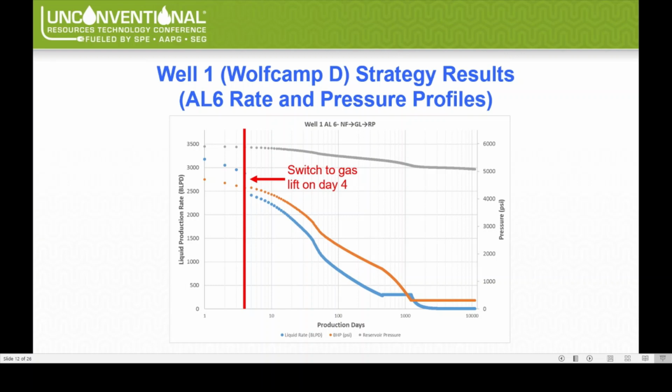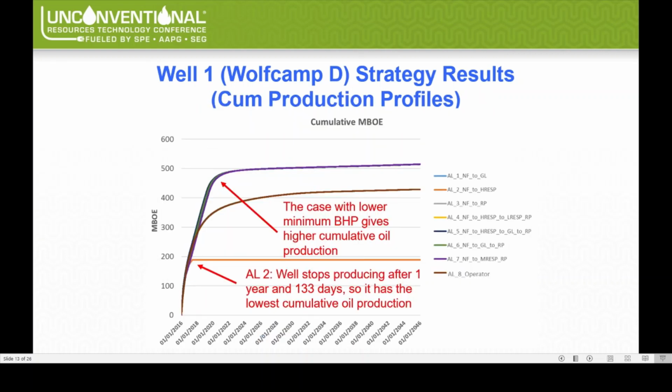The biggest takeaway from these curves, these are cum curves with respect to each artificial lift strategy. And we found that the case with the lower minimum flowing bottom hole pressure gives the higher cumulative oil production. And we just wanted to show you different strategies and different minimum flowing bottom hole pressures here. If we had natural flow to a high rate ESP, the lowest cumulative production comes from case 2, because you go above the well's operating range and you end up converting to a rod pump much earlier on.